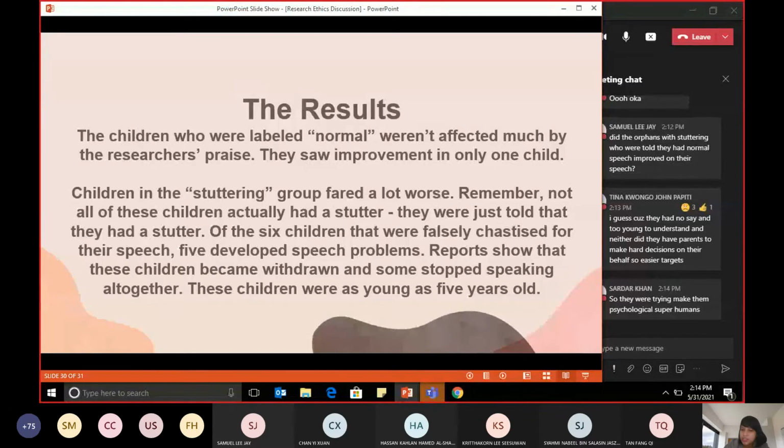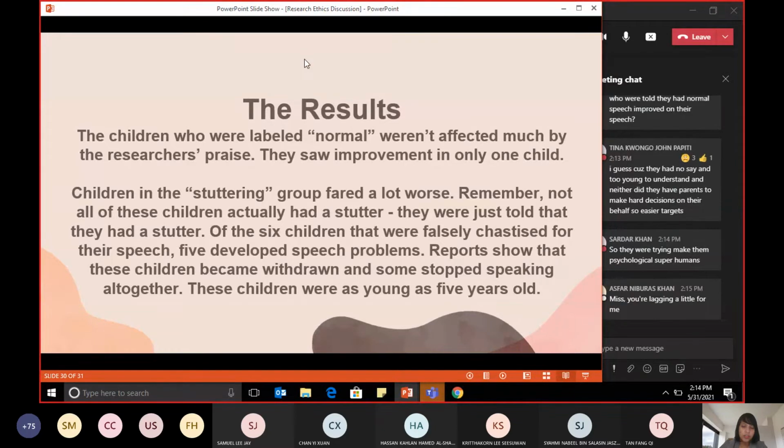You see, these are full psychological effects. You actually cause a lot of trouble to the children. And then here, what happened?